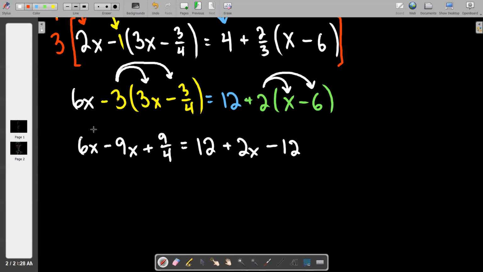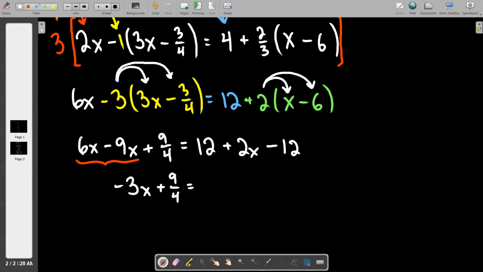And by the way, you can look for obvious things. Do you want to do a little cleanup work before we fraction kill? I think we should. Yeah. Do you see this 6x and this -9x? What do they make? So let's go ahead and put those together before we fraction kill. That'll save us just a little bit of time.